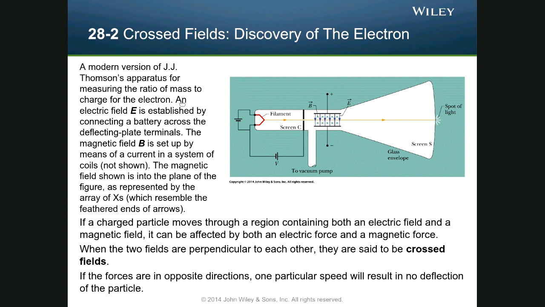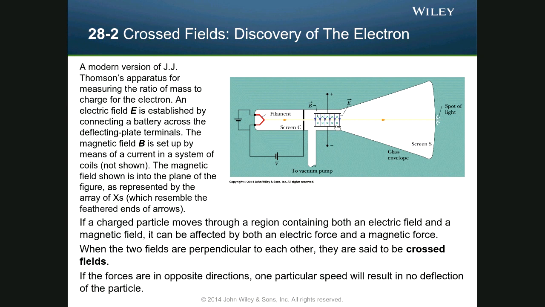You have a filament that can fire these charged particles, right? And you can put them through a magnetic field, a B field, and an electric field in this capacitor, all right? And so what happens is, let's just read through this. An electric field E is established by connecting it. Okay, we know that, that's fine. So that gives you this battery. The magnetic field is set up by means of a current in a system of coils, not shown. And the magnetic field is shown into the plane. So you'll notice that those X's mean it's going into the page.